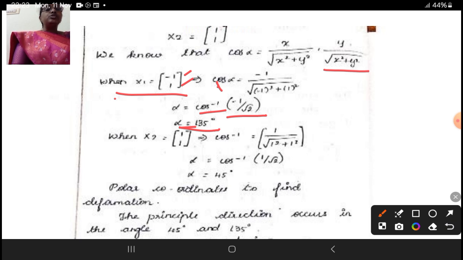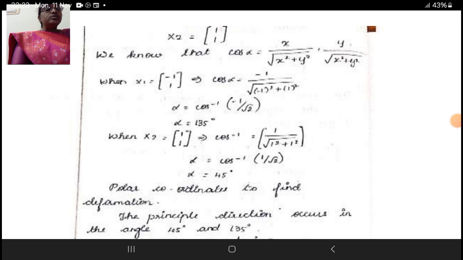Next we can choose the x2 value. x2 is (1, 1), and if we follow the same procedure, the x value is 1 and the y value is 1. If we substitute in this equation we get alpha equal to cos inverse of 1 divided by root of 1 square plus 1 square, that is alpha equal to cos inverse of 1 by root 2. Cos inverse of 1 by root 2 comes under the quadrant 1, so the alpha value is 45. In this way we can calculate these two theta values.